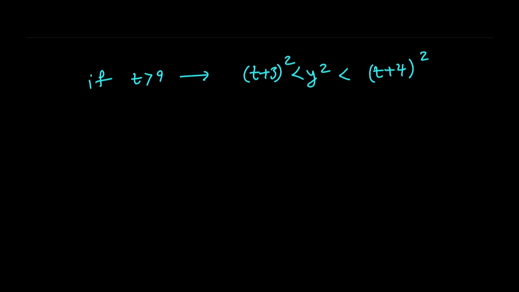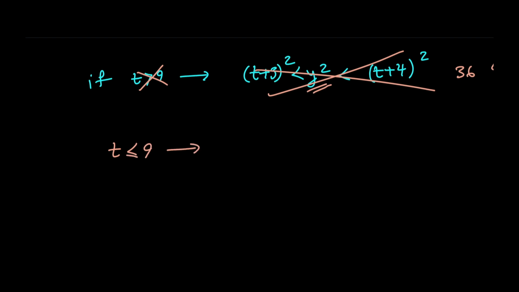But notice that t plus 3 and t plus 4 are two consecutive numbers, which means that (t plus 3) squared and (t plus 4) squared are two consecutive squares. And that makes it impossible for any square, such as y squared, to be between these two consecutive squares. For example, we don't have any square between 36 and 49, right? So this is impossible. Therefore, t cannot be greater than 9, and therefore, t should be less than or equal to 9.